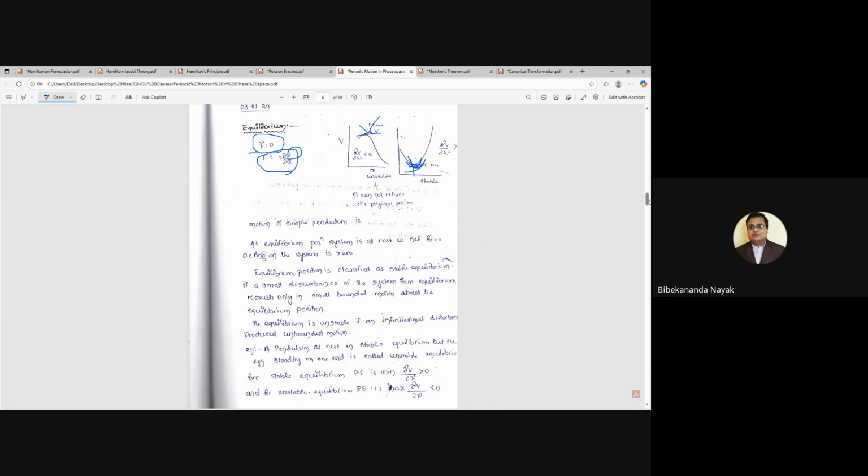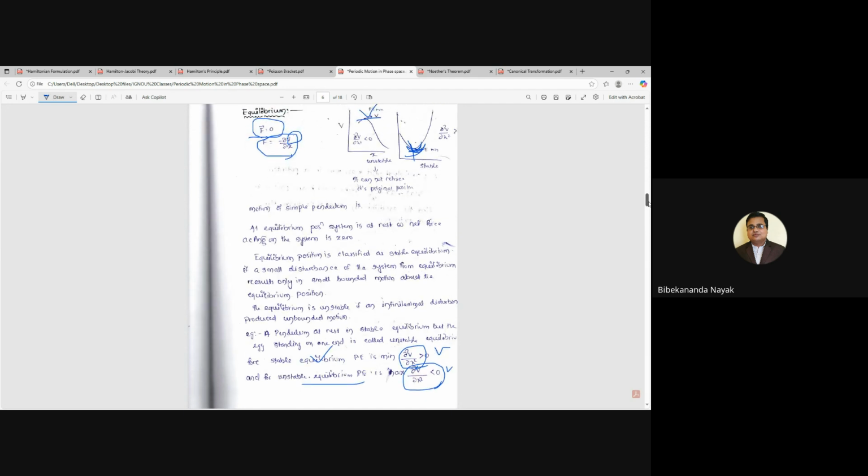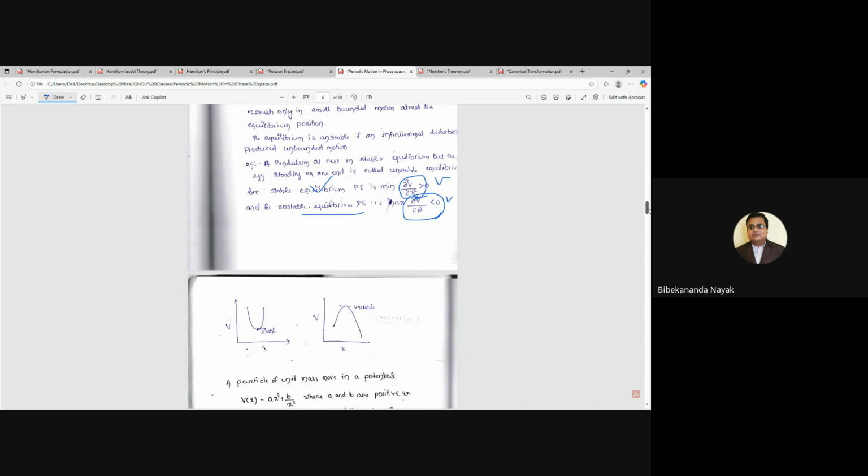Mathematically, you know stable or unstable from the second derivative. If the second derivative is greater than 0, we know V is minimum, and minimum means stable, because minimum energy is stable. When V is maximum, del square V by del x square is less than 0, and we call it unstable. So you can calculate stable or unstable equilibrium from the second derivative of V.